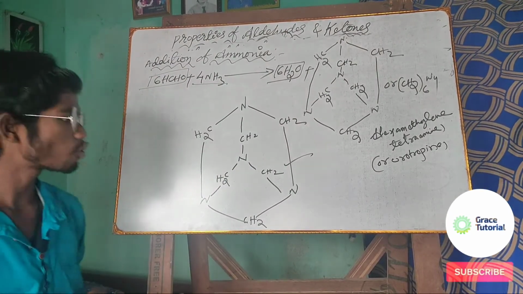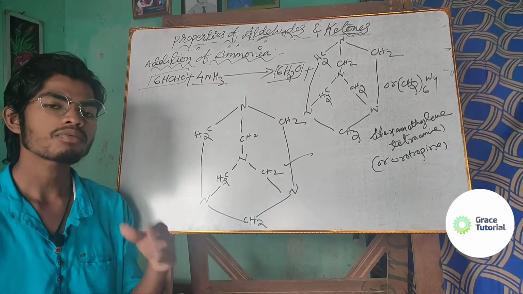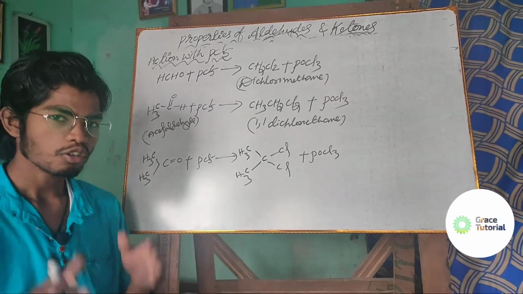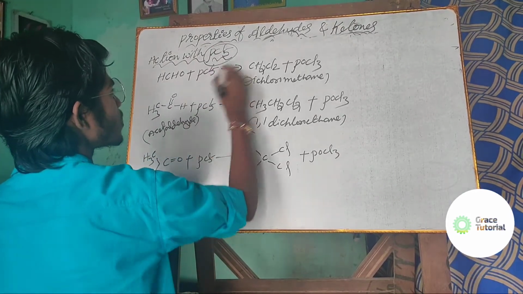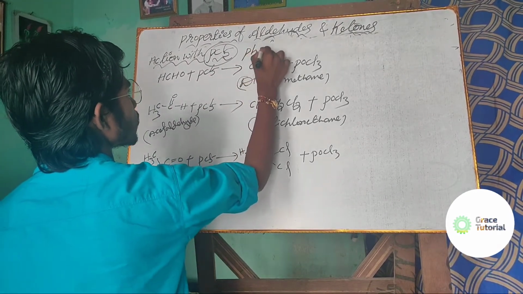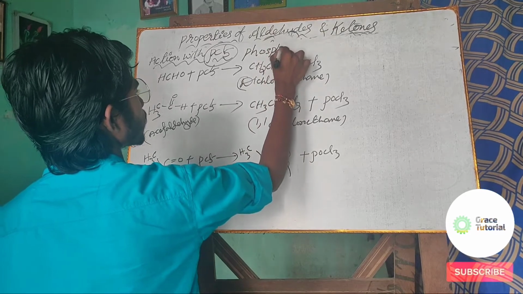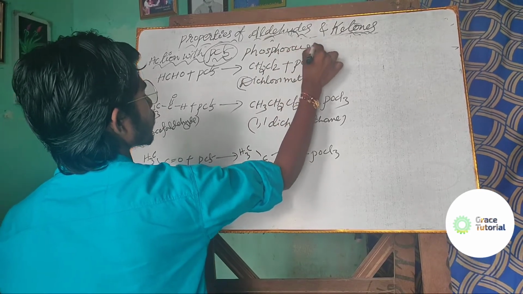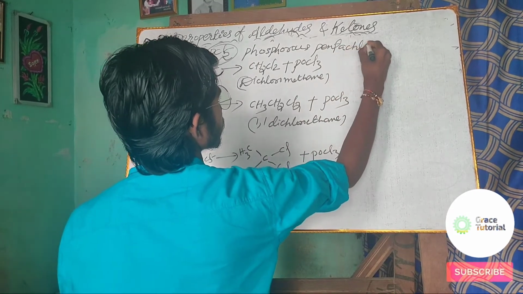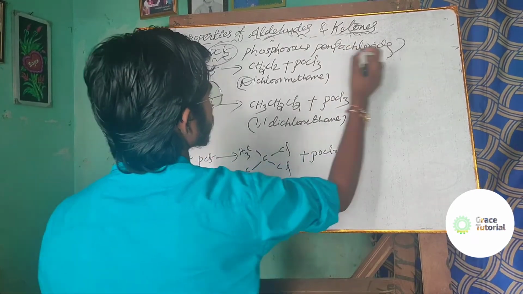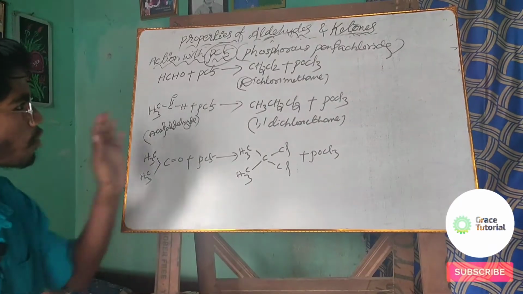Now we'll move on to the next reaction, that is action with phosphorus pentachloride. If we look at the action with PCl5, what is the name of this PCl5? Phosphorus pentachloride.